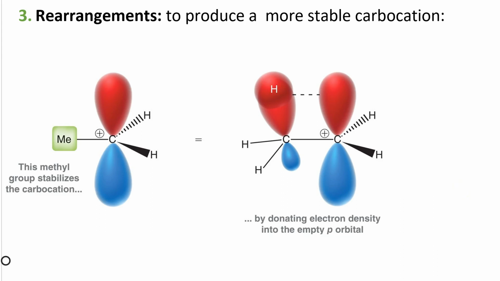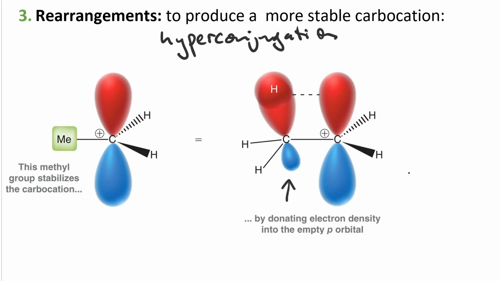Rearrangements happen to produce a more stable carbocation. So you're starting with the carbocation and ending with the carbocation. What makes one carbocation more stable than another? The answer is hyperconjugation. The more carbons bound to the positively charged carbon, the more of these hybrid orbitals are capable of donating electron density into the empty p orbital on the carbocation. Therefore, more substitution gives greater stability.